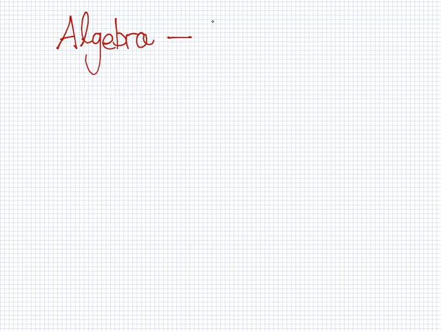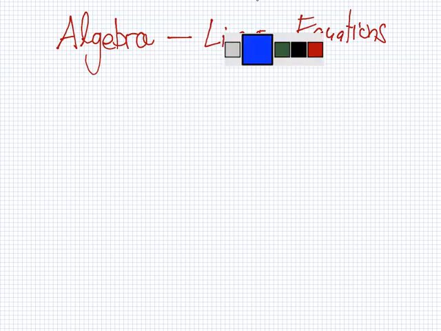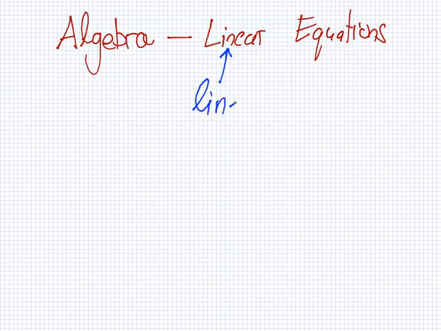Anyways, algebra, linear equations. Okay, so if you want to write this down, linear means line. I don't know if you remember that. And equation, do you remember this word? Yes. So a linear equation is one that looks like this.